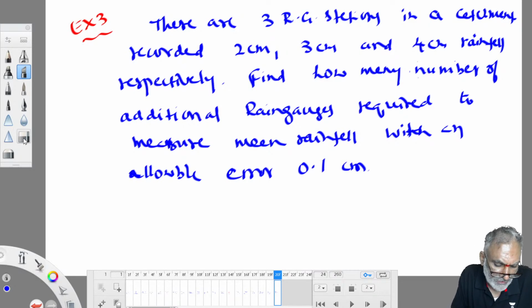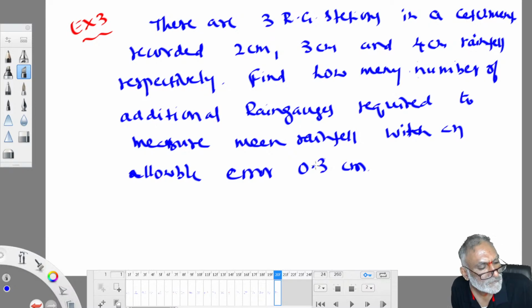Not 0.1 centimeter. Then allowable error 0.3 centimeter, okay. That's better. We'll get round figures. Come on, work out. You take 0.3 and work out because you'll get round figures. Fractions you don't get.